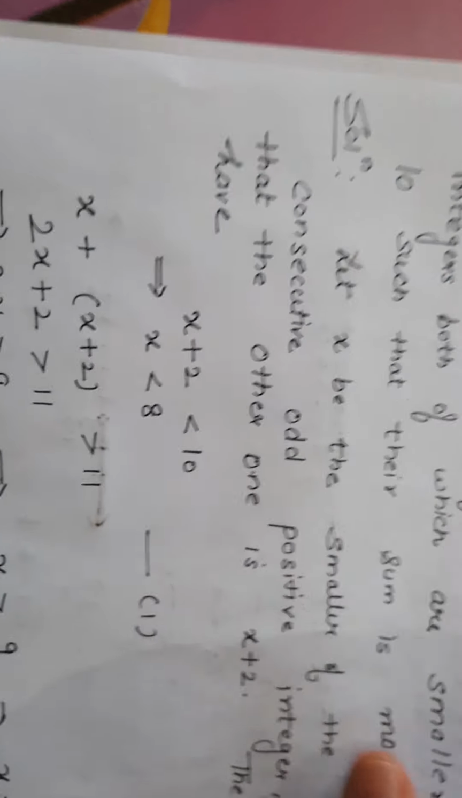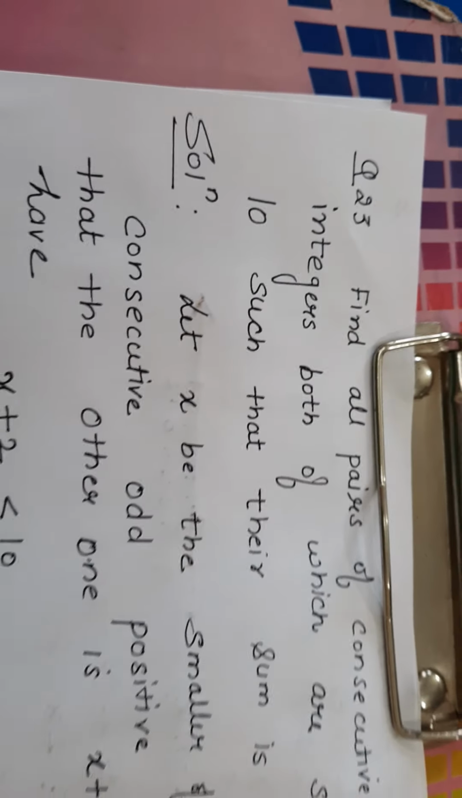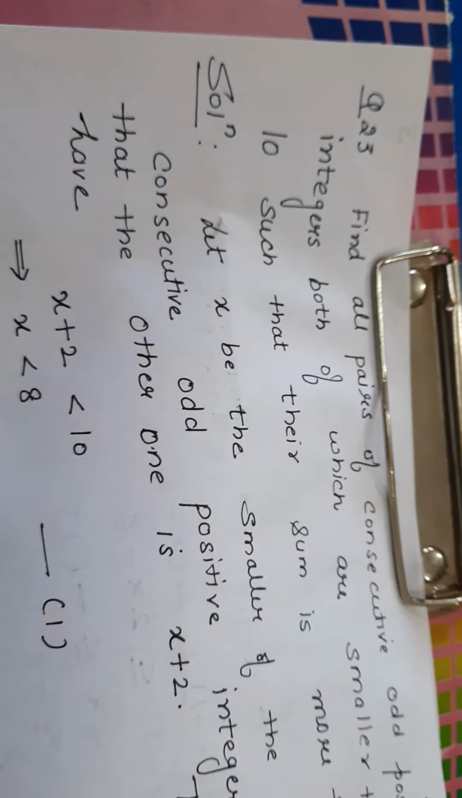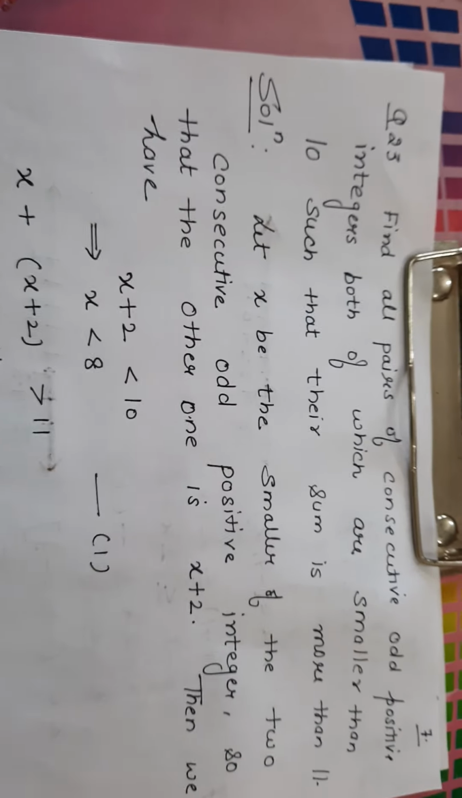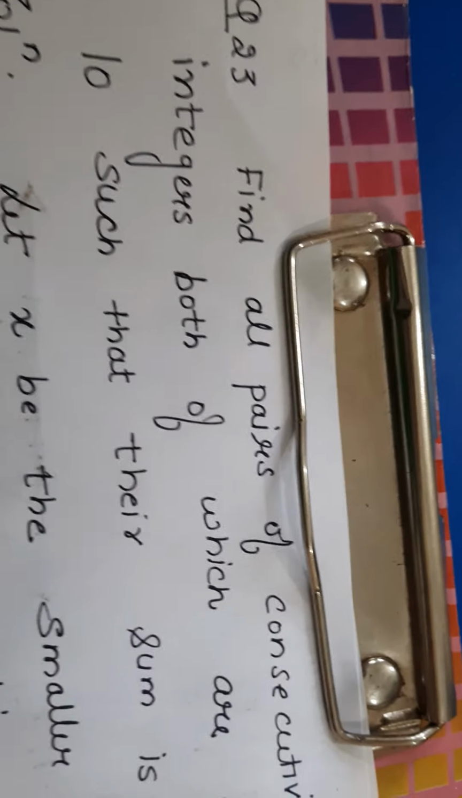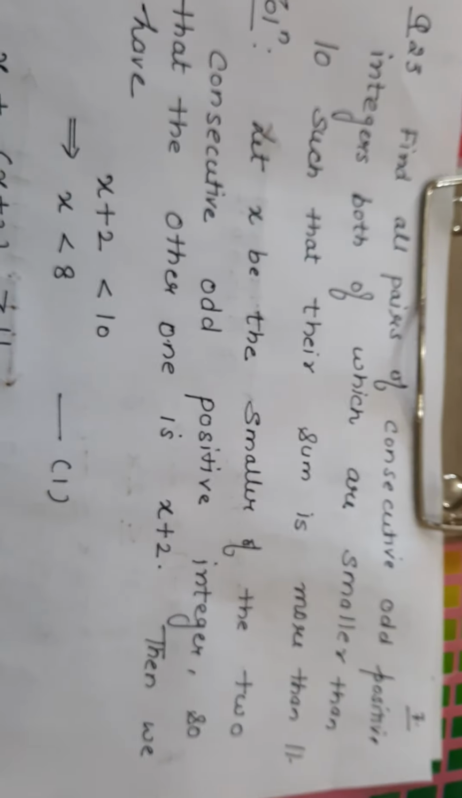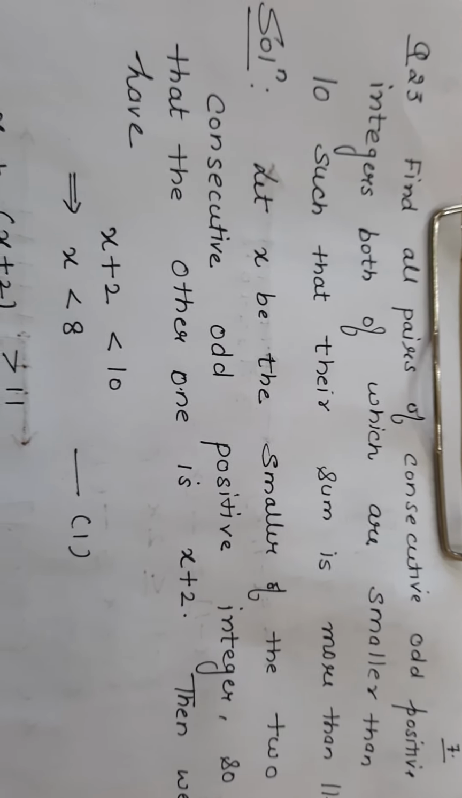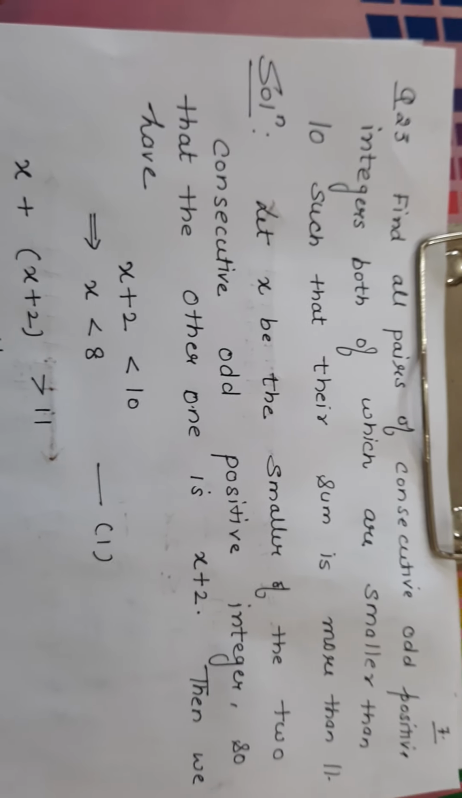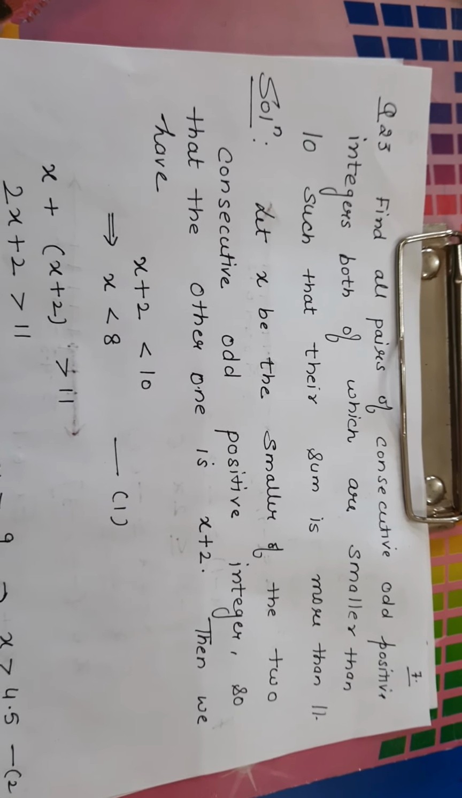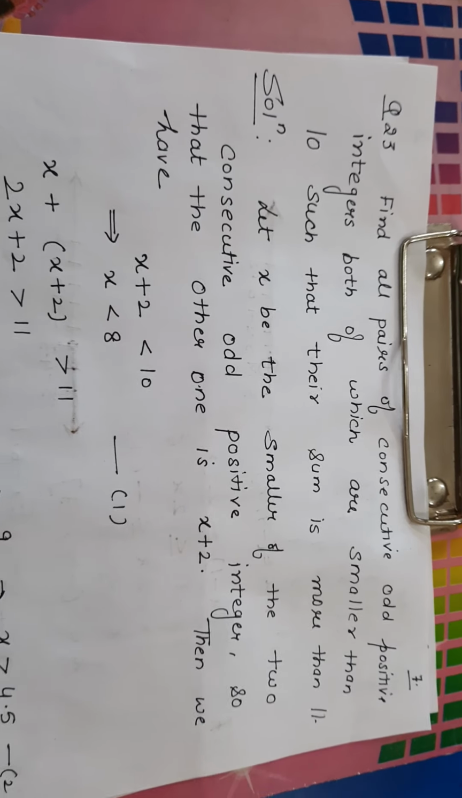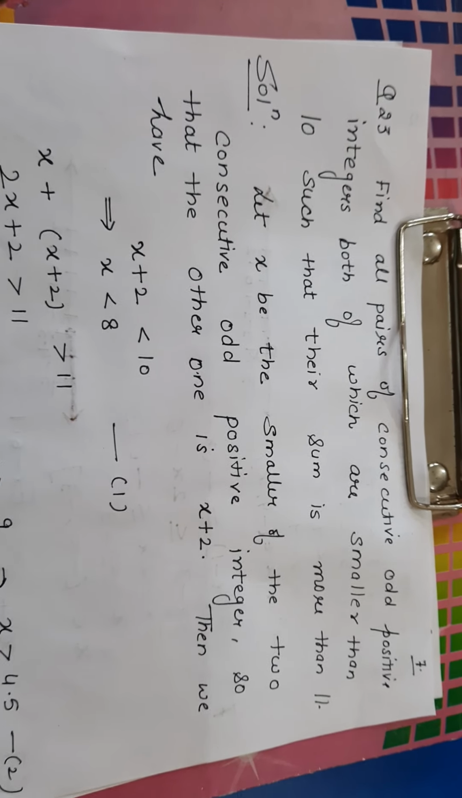Question number 23 and 24 both are important. Question number 23 is find all pairs of consecutive odd positive integers, both of which are smaller than 10 such that their sum is more than 11. Now you have to find the pair of consecutive odd positive integers. Like if the first odd positive integer is 7, then its consecutive will be 9. If you have 5, its consecutive will be 7.